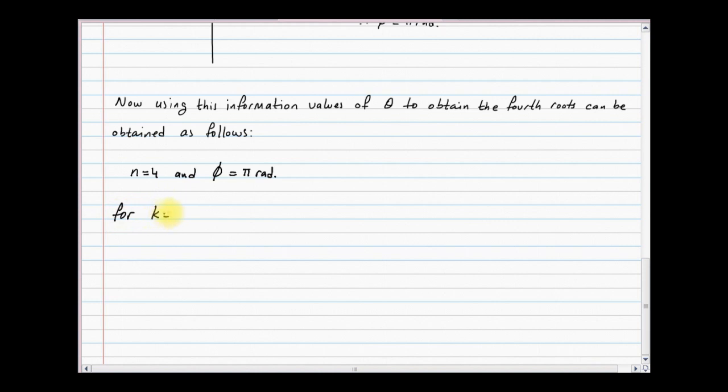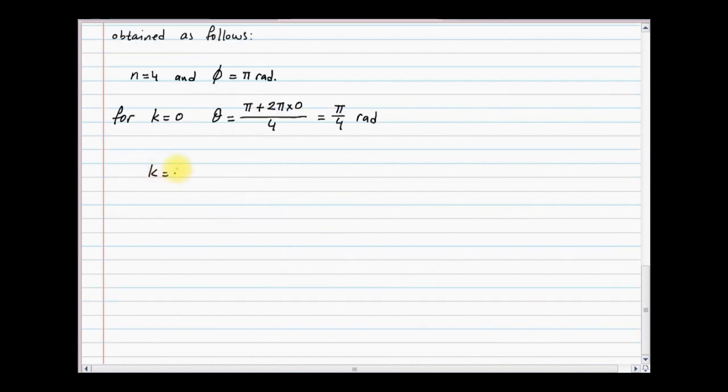Therefore, for k equals 0, theta equals (pi plus 2 pi times 0) over 4, which is equal to pi over 4 radians. For k equals 1, theta equals (pi plus 2 pi times 1) divided by 4, which is equal to 3 pi over 4 radians.